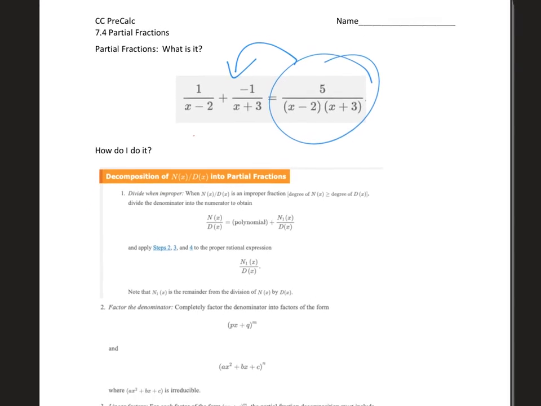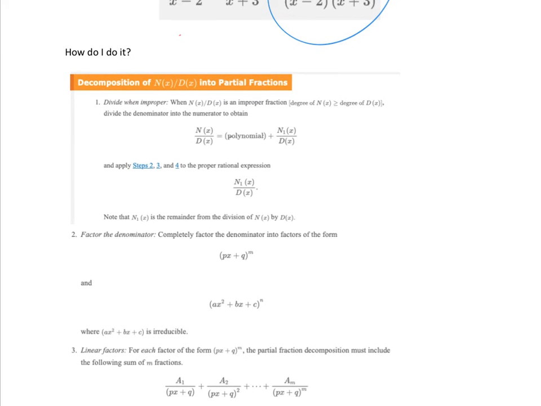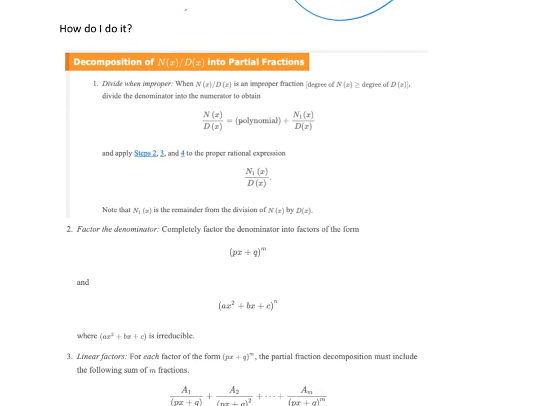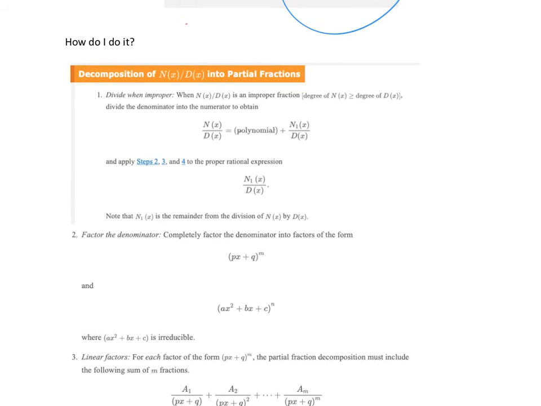So to do it, there are several steps. Step 1, if we have an improper fraction, so long ago you thought improper fractions were stuff like this, where the numerator was larger than the denominator. That's true. But this is also an example of an improper fraction. The degree of the top is greater than the bottom. If that's the case, we have to divide using either long or synthetic division and then work with our remainder.